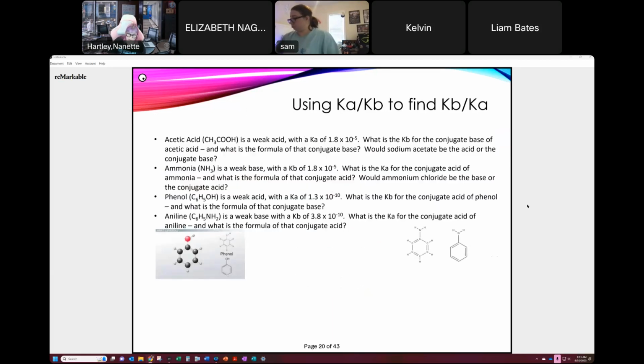Okay, so let's take a look at least one example of doing this. Acetic acid is a weak acid with a Ka of 1.8 times 10 to the minus 5th. What is the Kb of the conjugate base of acetic acid? And what's the formula of that conjugate base? Would sodium acetate be the acid or the conjugate base? So you'll see that all of these questions have basically the same structure. These are questions that are fairly typical for how we would look at this information.